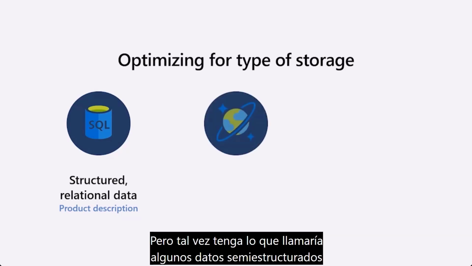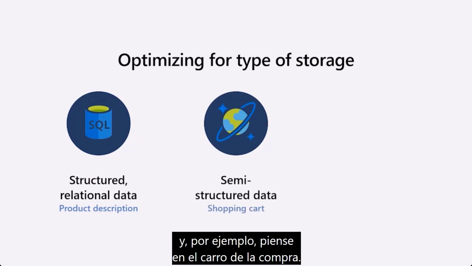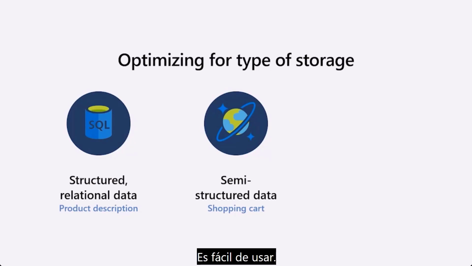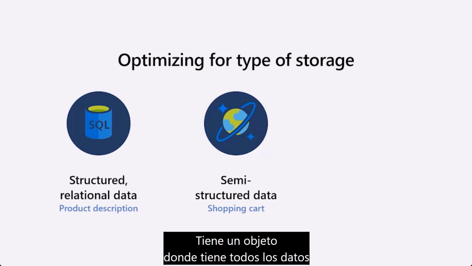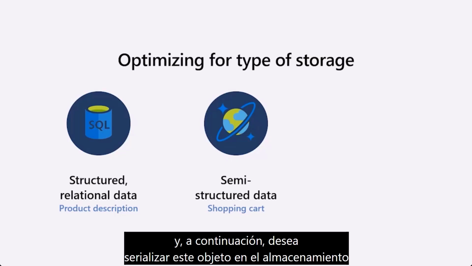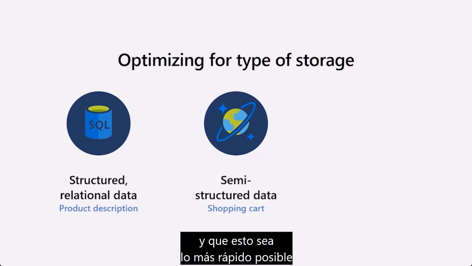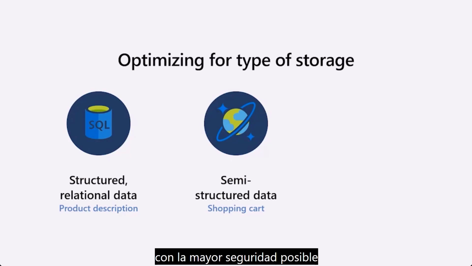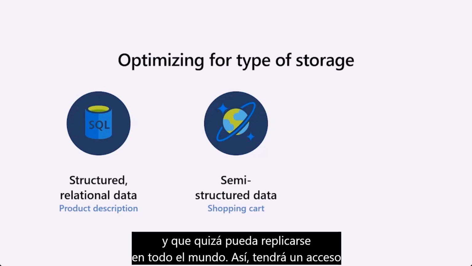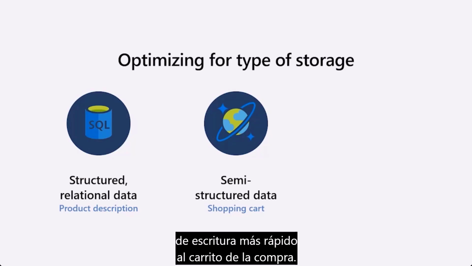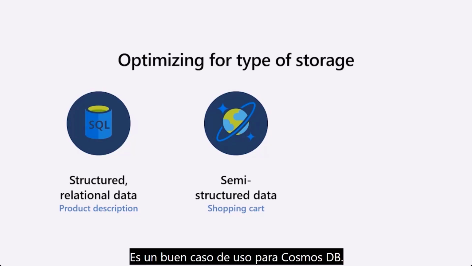But maybe you have what I would call some semi-structured data. For example, think about the shopping cart. Shopping carts are very simple to use. All right, you have one object where you have all the data, and then you want to pretty much serialize this object to storage, and you want this to go as fast as possible with as much security as possible, and possibly even be replicated worldwide. Like this, you will have a faster write access to the shopping cart. So this is a good use case for Cosmos DB.